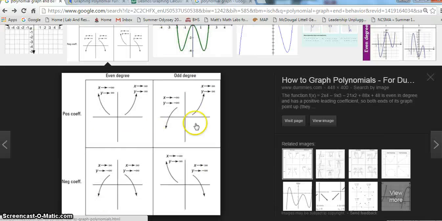Let's look at this. This is a good example. Okay, this is actually a nice chart. Basically, if you memorized this chart, you would be good. But you don't really have to memorize it if you understand what it means.